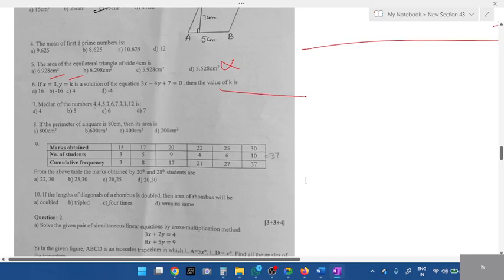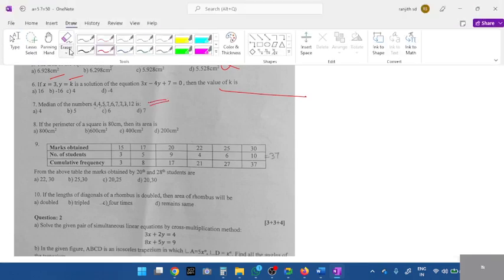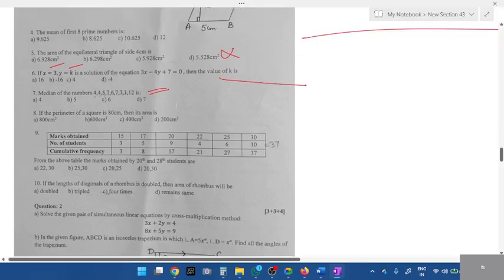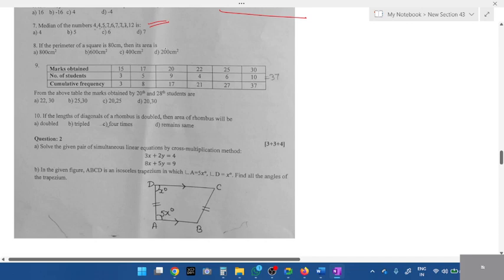Next question. Median, students. How do you solve a median question? First thing, what do you have to do in median? Arrange in ascending order and try it. Next, perimeter of a square. This is not there. Okay, perimeter of square is not there. Next one. Marks obtained 15, 17. Number of students, cumulative frequency. From the above table, the marks obtained by the 20th and 28th students. Okay. How do you check for the 20th student? The 20th is in between which two values of students?